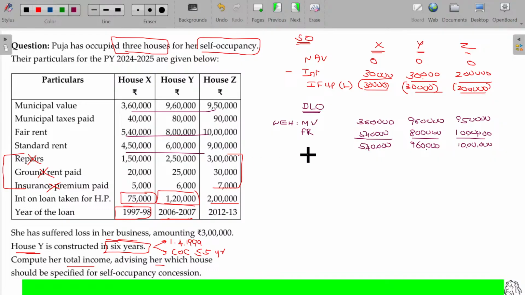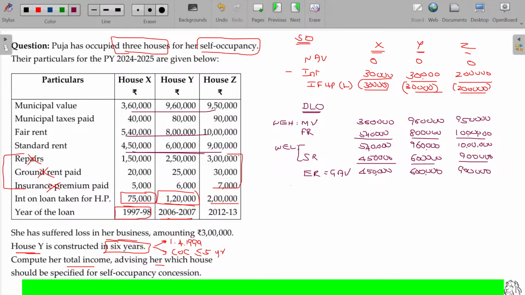And you have to cross verify with the standard rent that it should not be beyond this, whichever is lower of these two. Standard rent in this case being 4.5 lakhs, 6 lakhs, 9 lakhs. So between these two, whichever is lower: 4 lakhs 50, 6 lakhs, 9 lakhs. This is what your expected rent is. The expected rent in this case is equal to GAV.